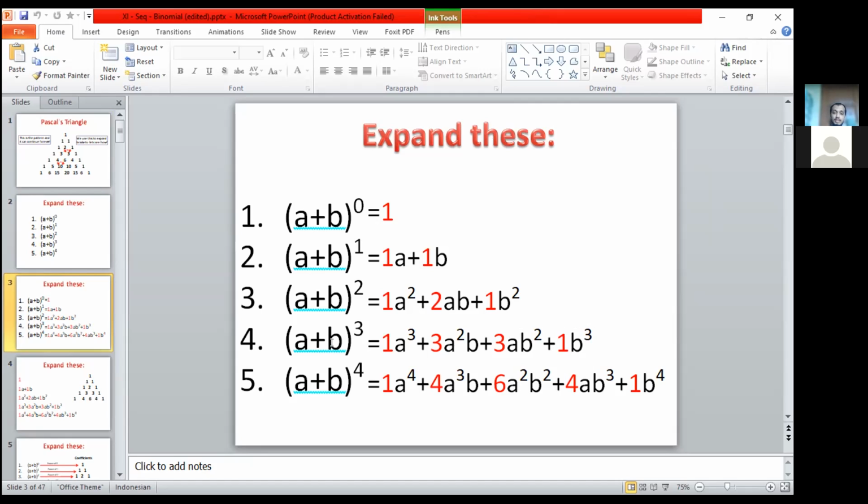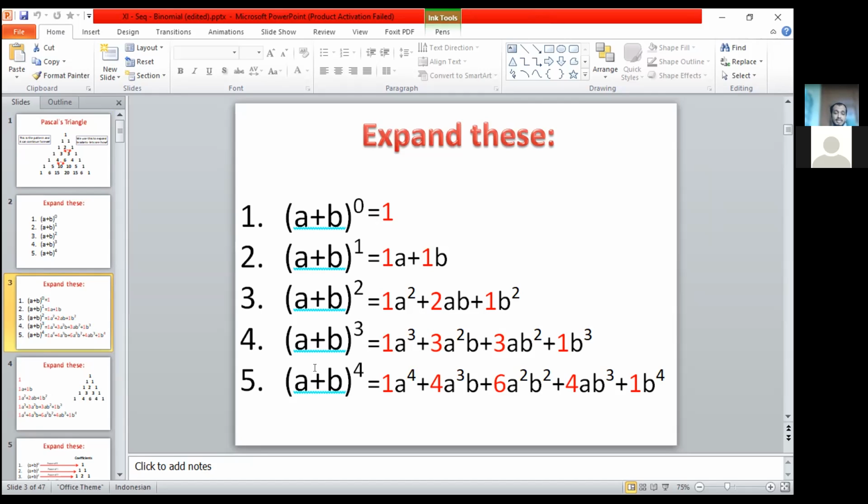And for b, it's the reverse. It starts with nothing, or b to the power of 0, and then the next term has b to the power of 1, then b to the power of 2, and then b to the power of 3. Or you can also see it from the last term: b to the power of 3, 2, 1, and 0, or no b in the first term.